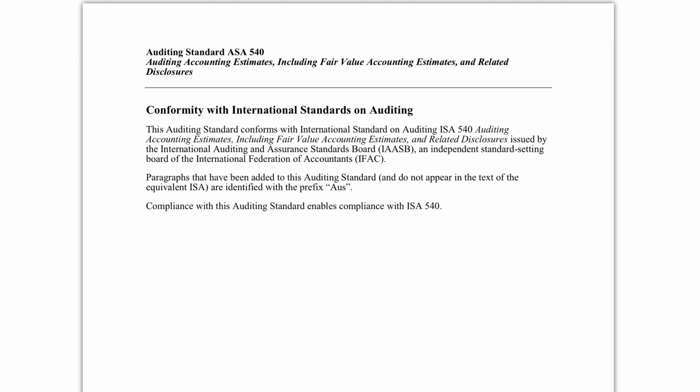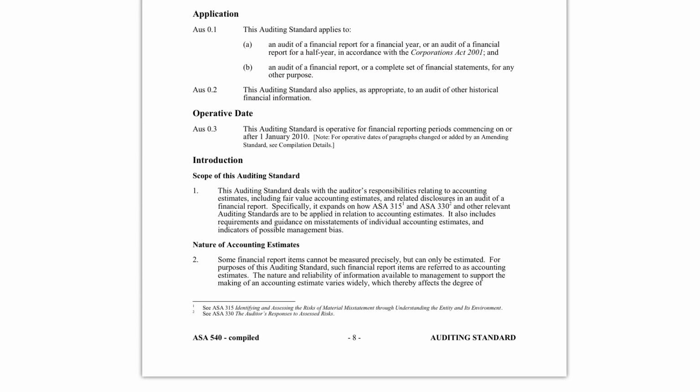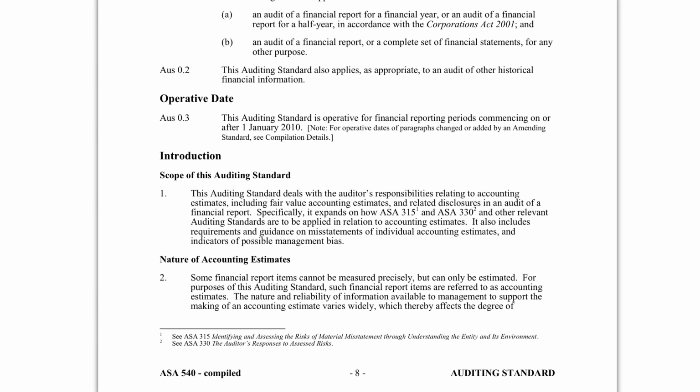Of course, if you are an international student, then we do have conformity. So ASA and ISA 540 essentially say the same thing. So this video is perfect for you as well. Let's look at what the standard actually says. I'm just going to scroll down a bit. And the standard says, well, we're dealing with our responsibilities relating to estimates.